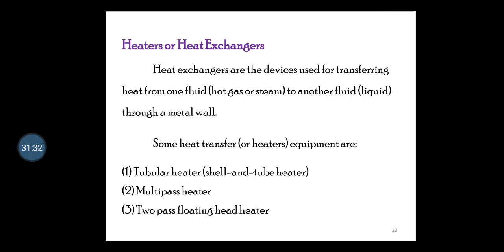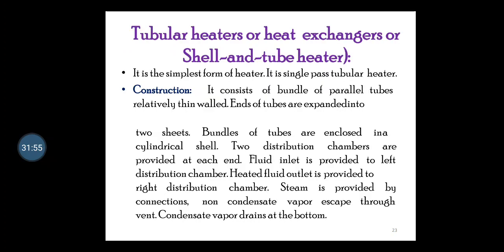So some heat transfer equipment, the heaters, are tubular heaters, which are also called shell and tube heaters. Second would be the multi-pass heater, and third would be the two-pass floating head heater. So these are examples of heat exchangers. We'll discuss them one by one. Tubular heaters or heat exchangers are also called shell and tube heaters. It is the simplest form of heater. It is a single pass tubular heater.